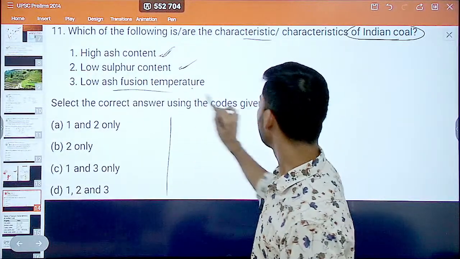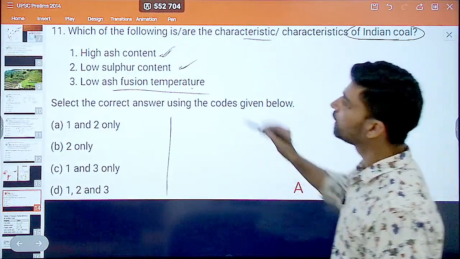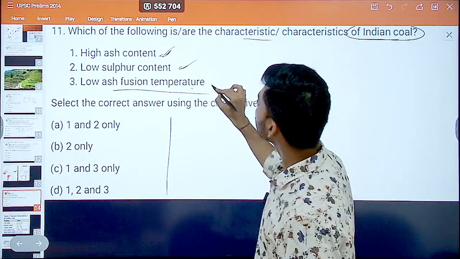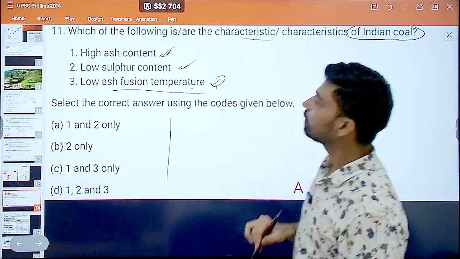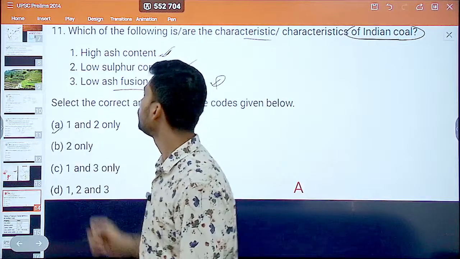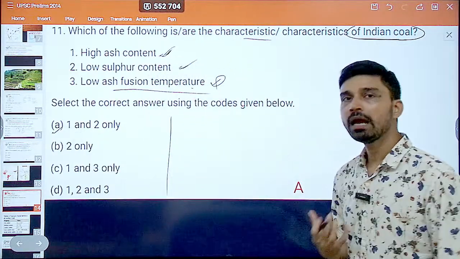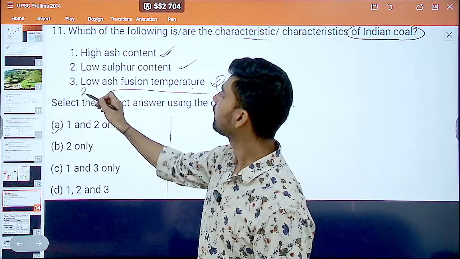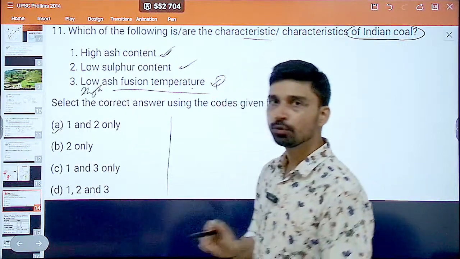Now low ash fusion temperature, that is incorrect because if ash content is very high, that means ash fusion temperature will also be very high. That means the third option is incorrect. So correct option here is only A, that is 1 and 2 only. Indian coal definitely has high ash content, low sulfur content, but at the same time it has high ash fusion temperature.